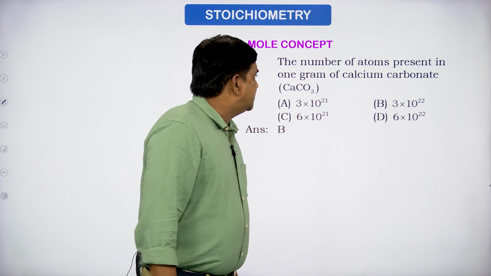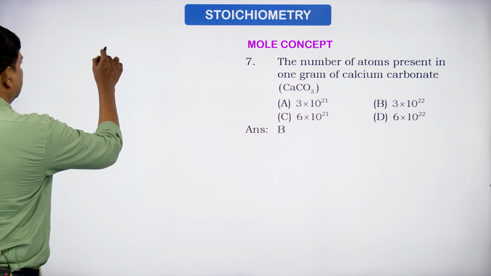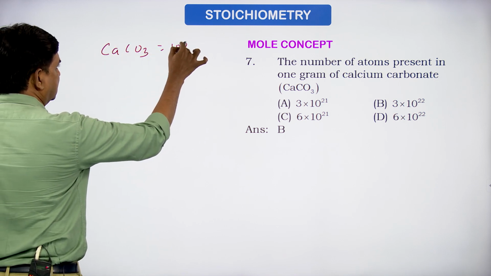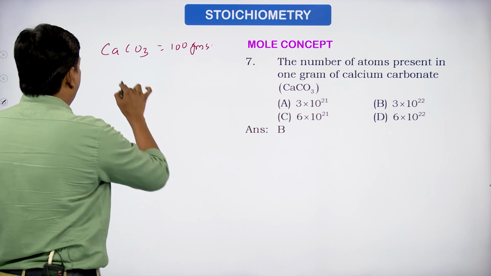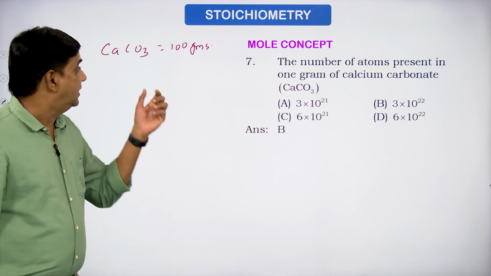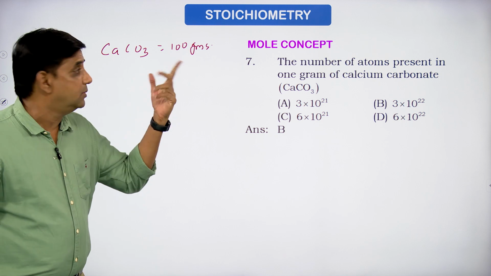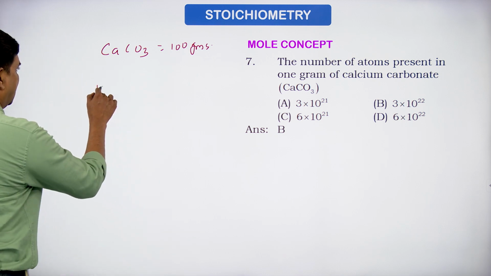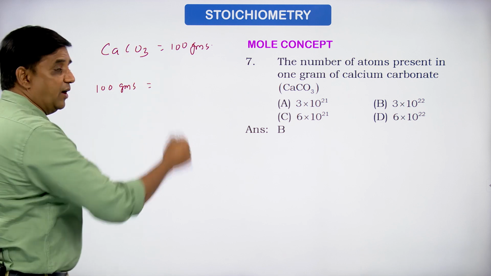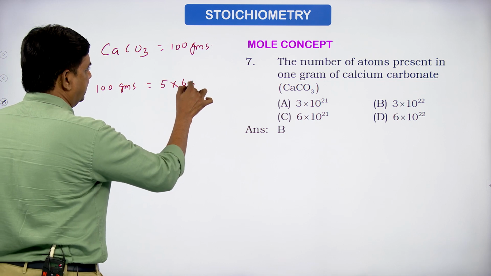The number of atoms present in 1 gram of calcium carbonate. See, CaCO3, whose mass is 100 grams. 100 grams contains how many atoms? See, one CaCO3 contains 5 atoms: 3 oxygens, 1 carbon, 1 calcium. So 100 grams contains 5 moles of atoms. So 5 into 6 into 10 power 23.